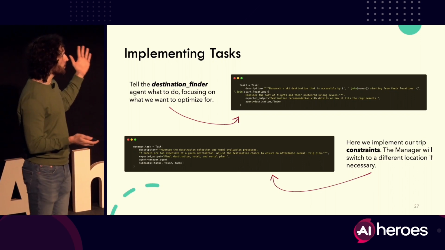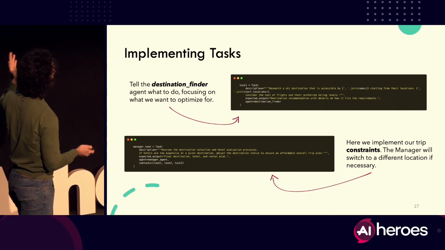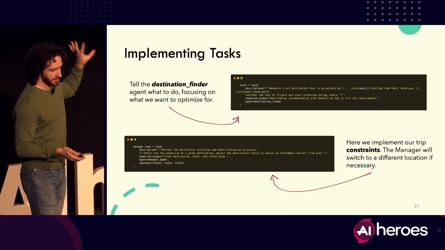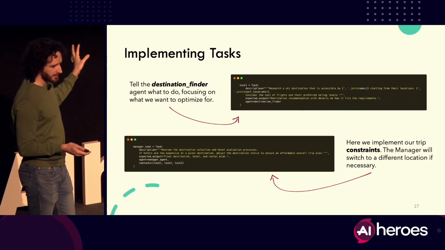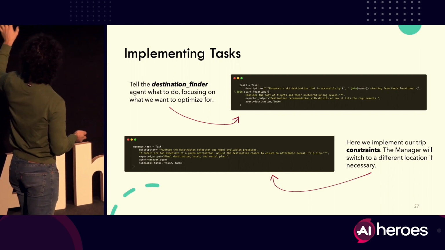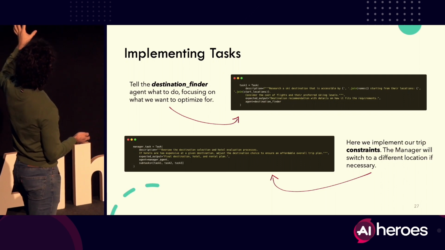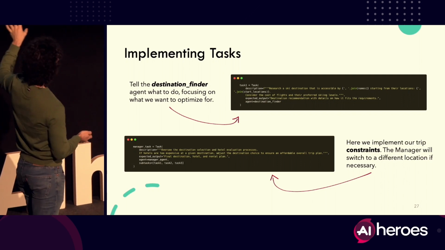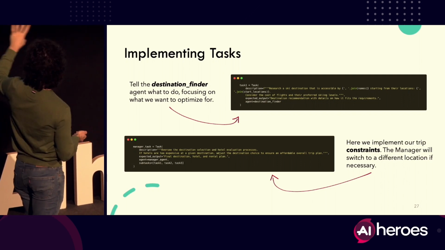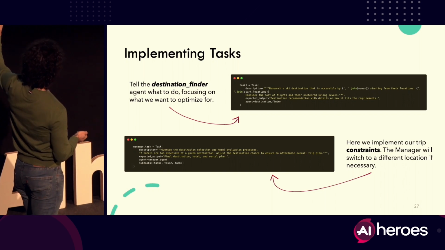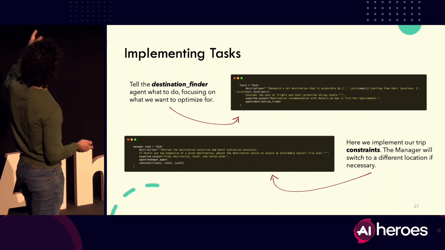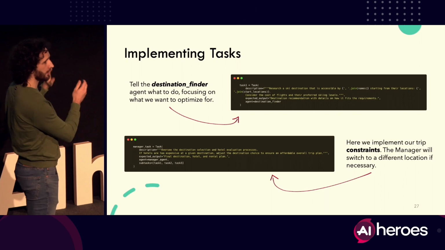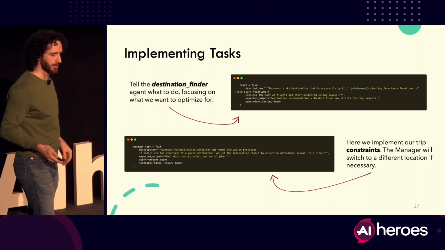So now we move to the tasks. The tasks are really simple here. Let's start with these two. The destination finder: I'm basically giving all the information that I need to the agent in the end for the destination. And then the constraints. This is what I'm going to give to the manager. This is one of the most important, because here I'm basically saying, "Hey, I have a budget, and let's try to stick to the budget."